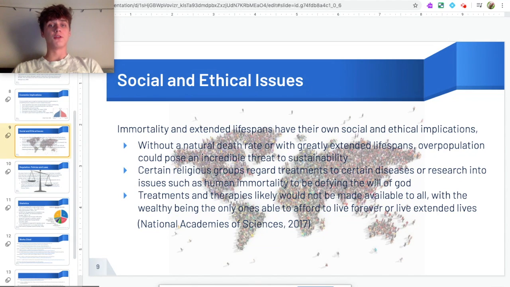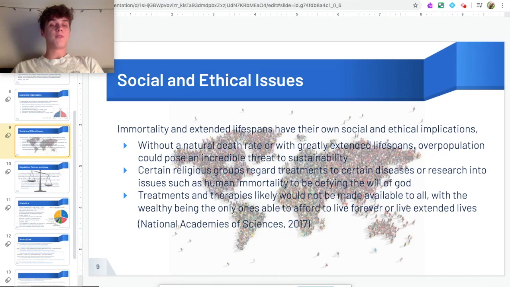Also, certain religious groups regard treatments to certain diseases or research into such issues as human immortality to be defying the will of God. You can see with certain religious groups, such as Jehovah's Witnesses around the world, even taking a blood transfusion is seen as defying the will of God. And there's no reason to believe that something as great as human immortality, such a large issue, wouldn't be seen in the same respect. And so there may be a significant backlash.